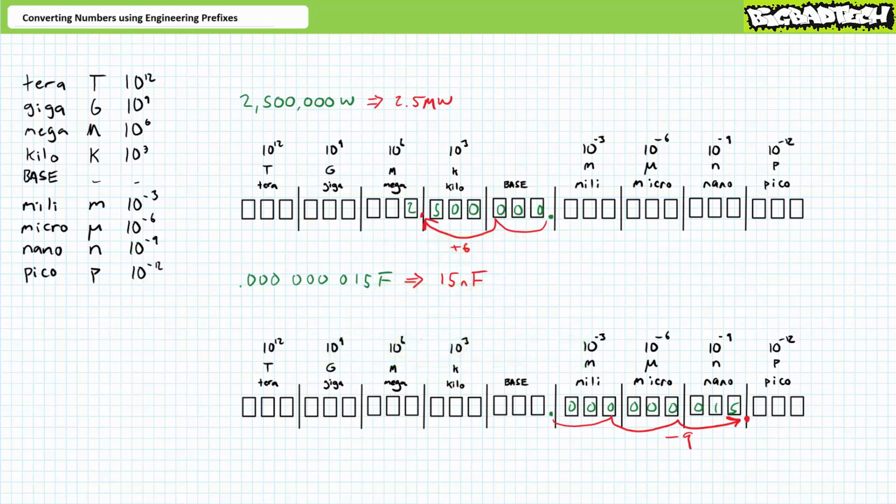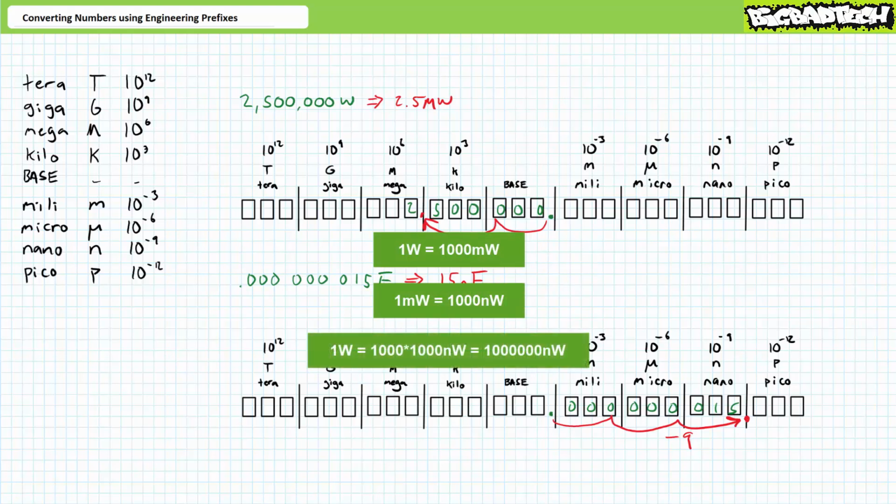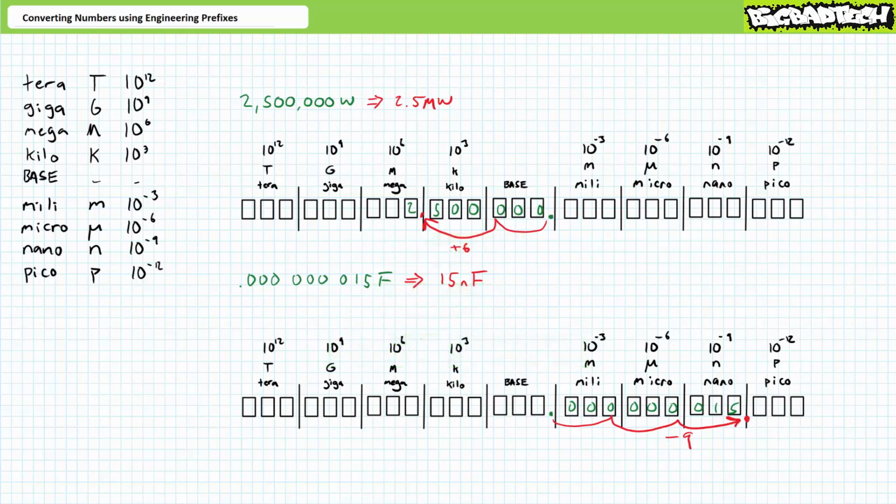This conversion also works in reverse. 1 watt is also equal to 1,000 milliwatts. 1 milliwatt is equal to 1,000 nanowatts. So it would take 1,000 times 1,000, or 1,000,000 nanowatts to equal 1 watt. Long story short, there's a fixed symmetry designed into engineering prefixes that makes it extremely simple to convert from one prefix to the next. As we learned in previous lectures, a simple way of thinking about engineering notation is moving the decimal point left or right in 3-step increments.